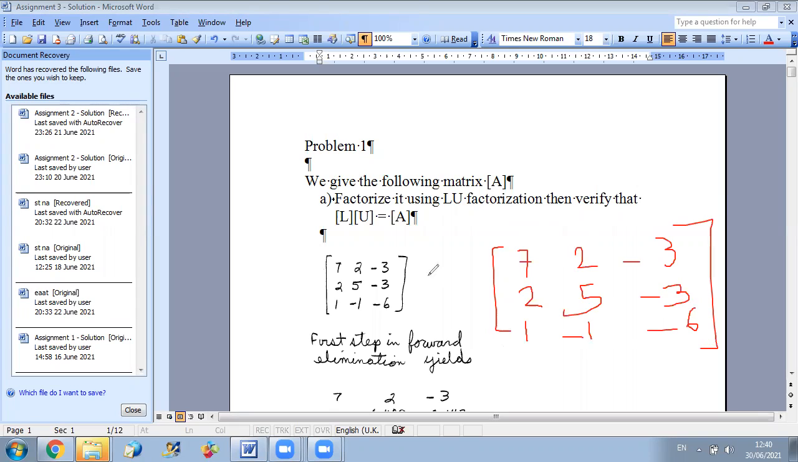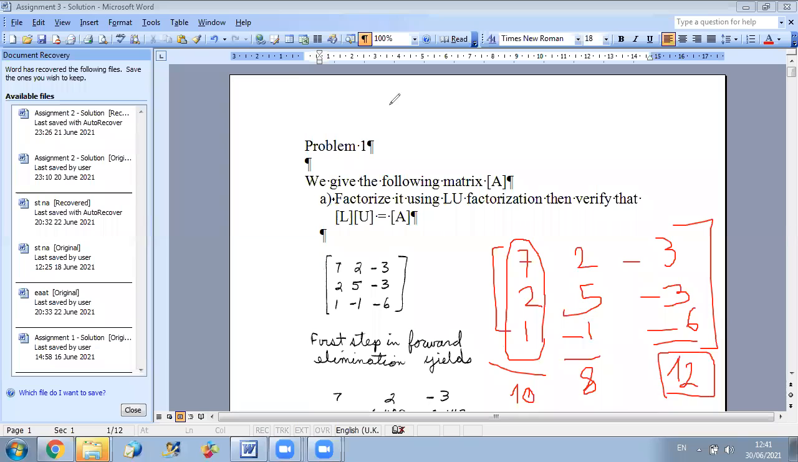Okay, now if I want to find the condition of A, I should find the norm of A and the norm of A minus 1. Let us say we want to use the column sum norm. For this column, if I do the summation, 7 plus 2 plus 1, it's 10. For this one, 2 plus 5 plus 1, absolute value always, don't forget, so it's 8. And here, 3 plus 3 plus 6, it's 12. And I select the largest element, which is 12.